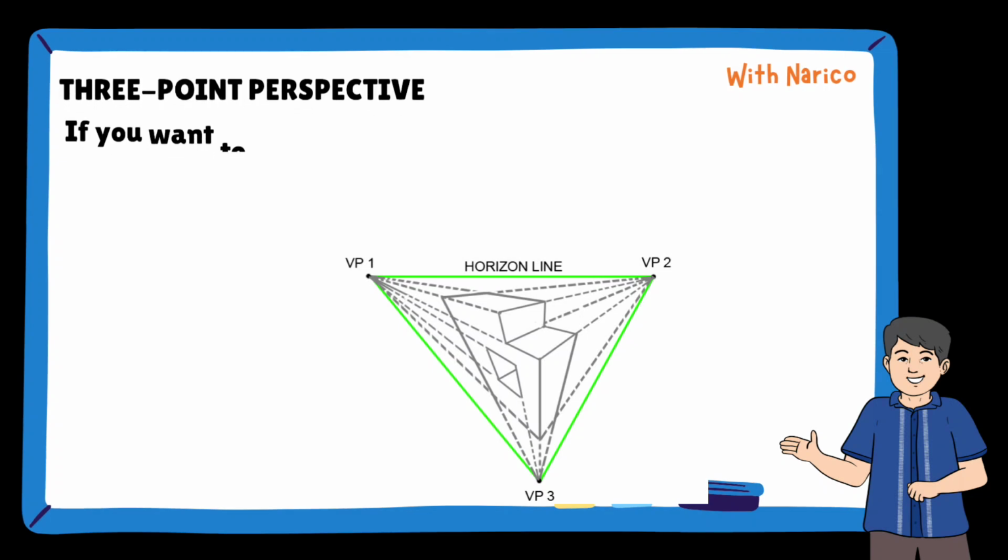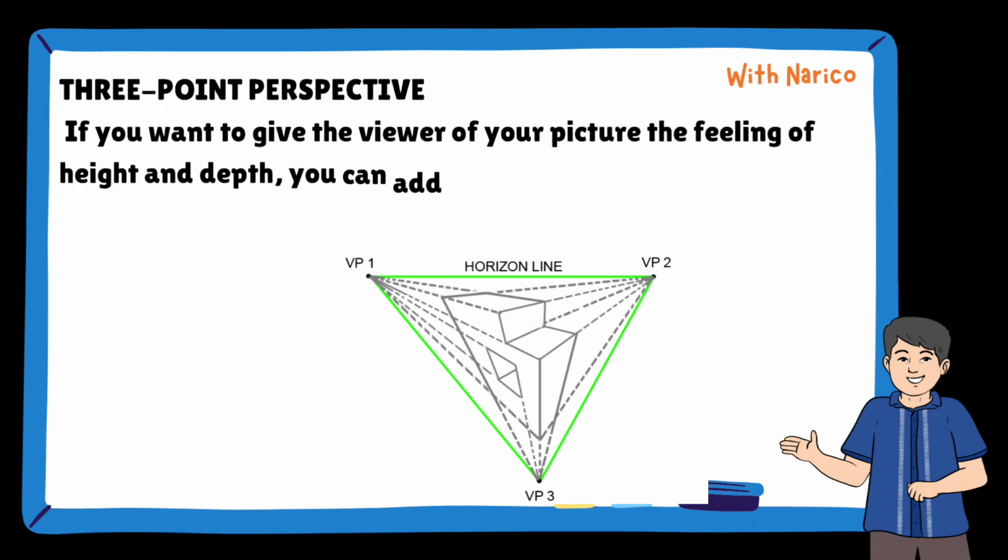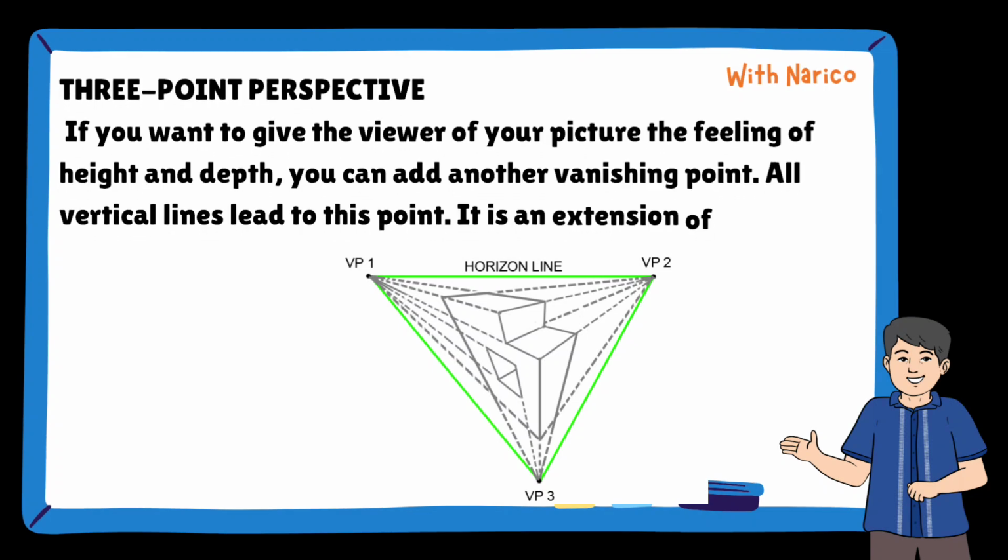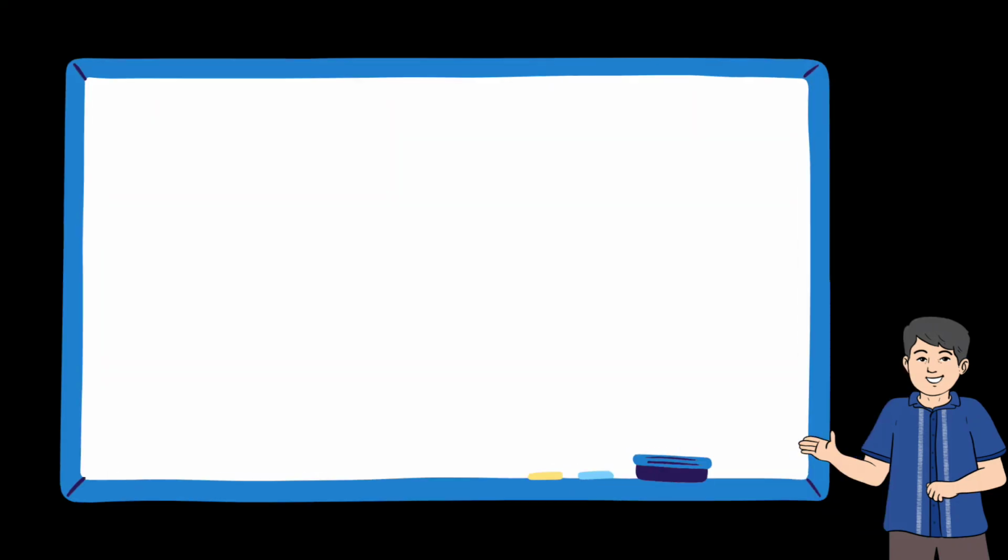3-point perspective. If you want to give the viewer of your picture the feeling of height and depth, you can add another vanishing point. All vertical lines lead to this point. It is an extension of the 2-point perspective.